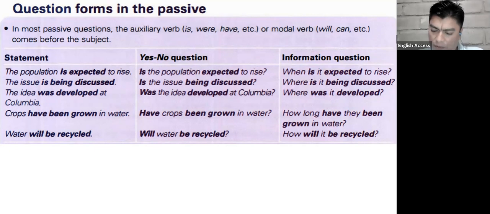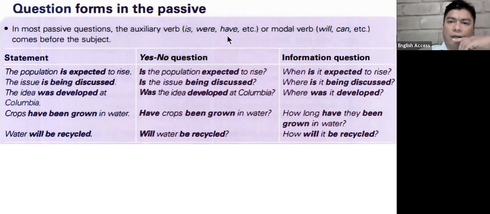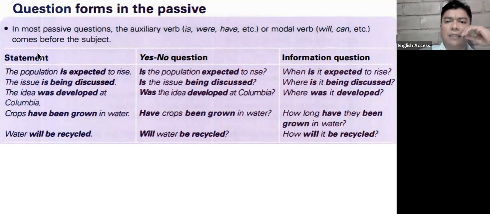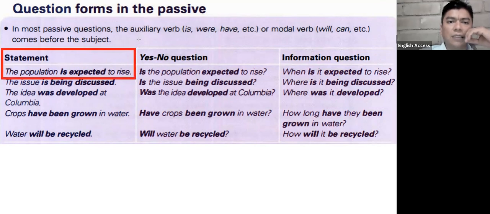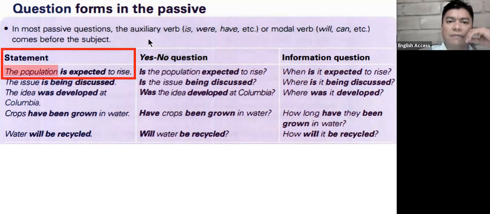All right. So, okay. Let's continue. In most passive questions, the auxiliary verb, was, were, have, etc., or modal verb, will, can, comes before the subject. That's normal in any question. For example, we have the statement, the population is expected to rise. Here we have the subject, the population. We have the passive verb, is expected. It is passive because the subject is not doing the verb. The verb is applied to the subject. And then we have a prepositional phrase, to rise, or a description.